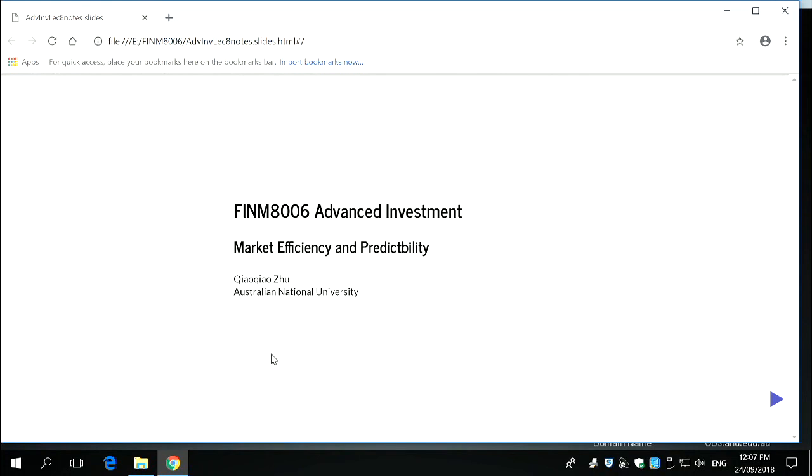Okay, so let's start. Today we'll talk about market efficiency and predictability. Last week we talked about predictability in the cross-section, and we said this predictor in the cross-section will cause predictability in the time series as well. So today we want to see how market efficiency and time series predictability is formed in the equity market.